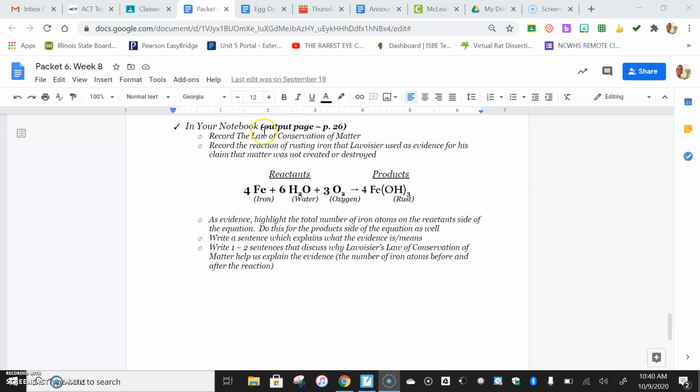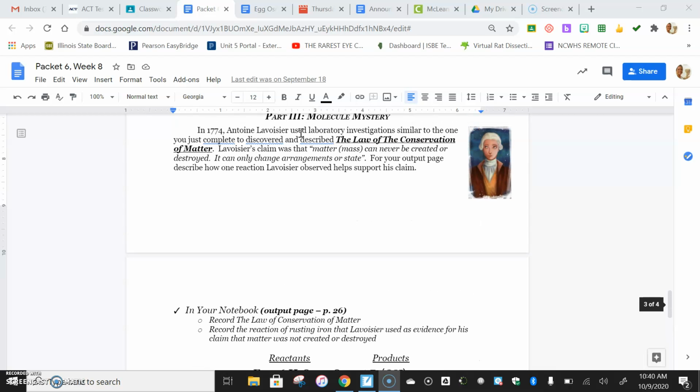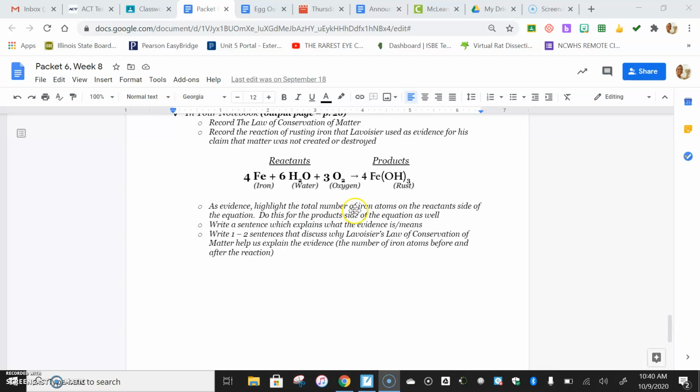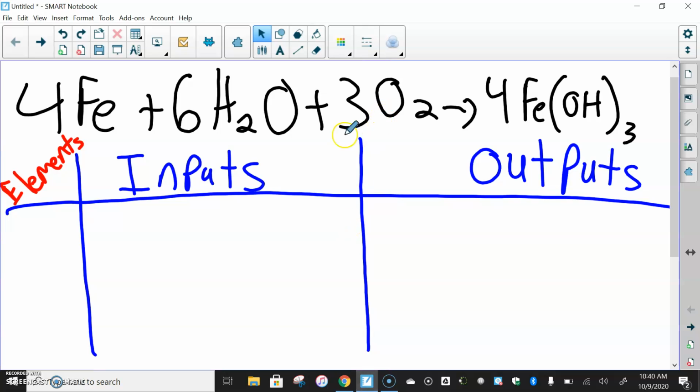The first thing you need to do on your output page is record the law of conservation of matter, which you can find right up here at the top. Then we want to record the reaction of rusting of iron into the output page of our notebook. So we want to record this chemical reaction into our notes. Now we are going to dissect this and compare the amount of inputs versus outputs, or the amount of reactants versus products. So first thing I gotta do is let me get my pen going.